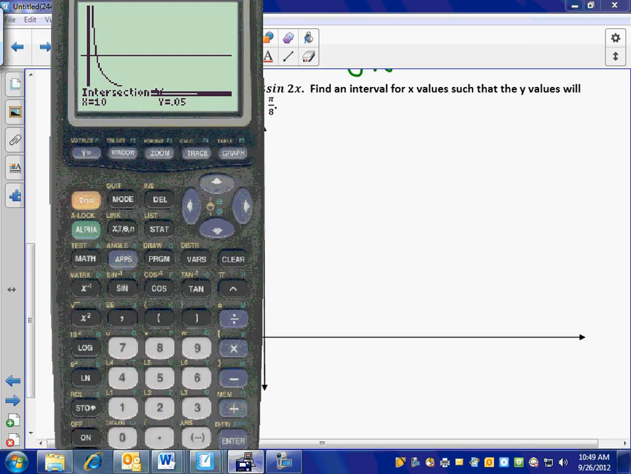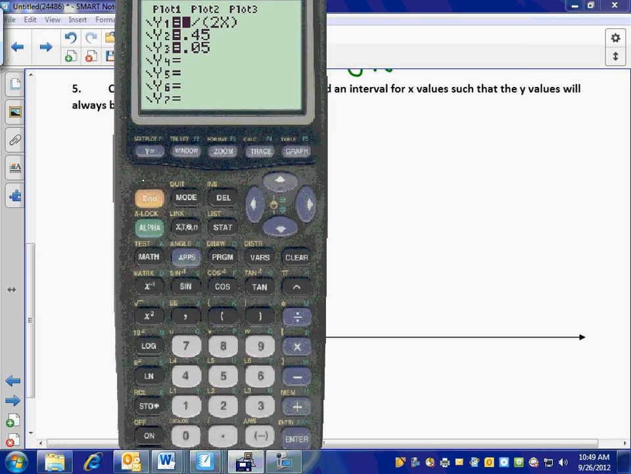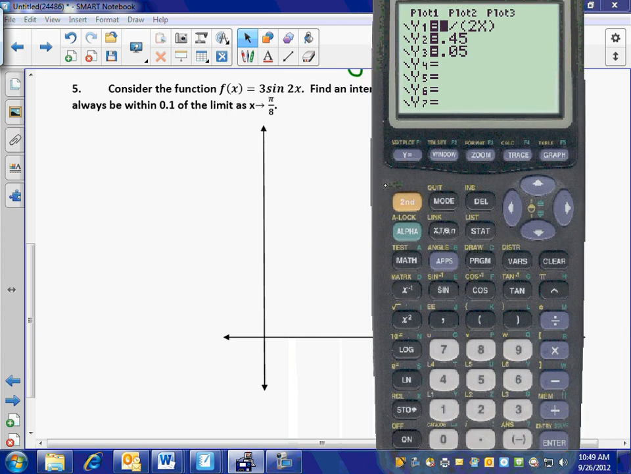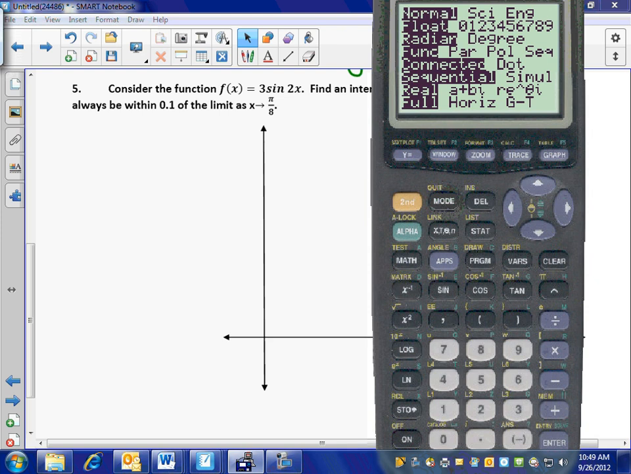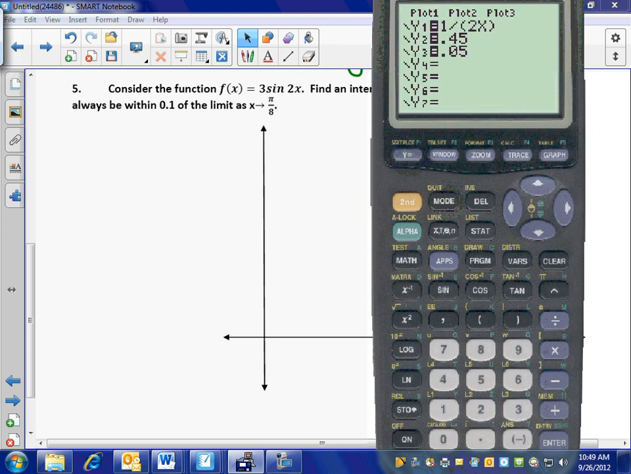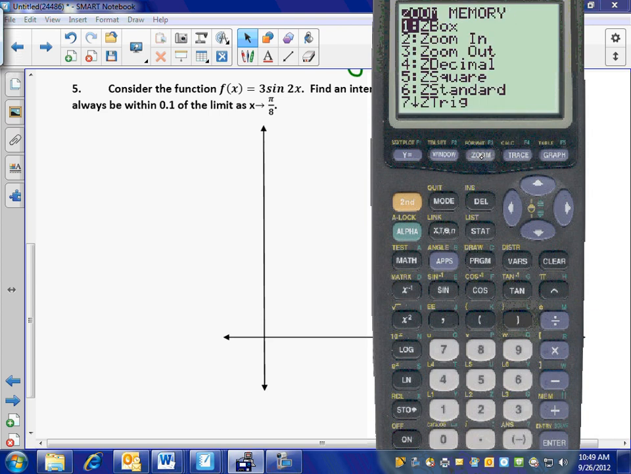All right, let's go to our calculator. Let's get a view of this function. We go to y equals. This one is 3 sine of 2x, so I should make sure I'm working in the right mode. Am I in radians? I am, so I'm good to go. We have 3 sine of 2x. And I'm going to zoom standard.